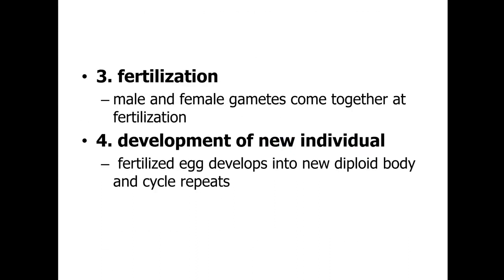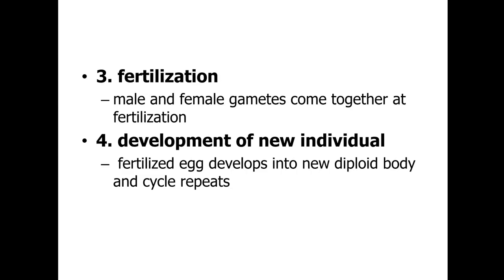Next is going to be fertilization. That's where the male and female gametes are going to come together at fertilization. They're going to create a zygote. That zygote is then going to go to step 4. That is the new individual. So the fertilized egg develops into a new diploid body, and then the cycle repeats itself.